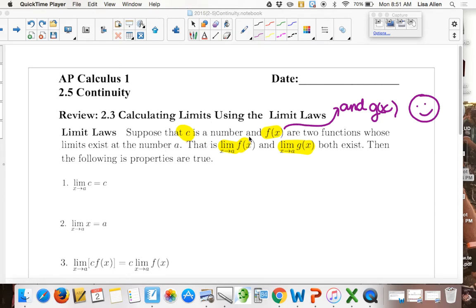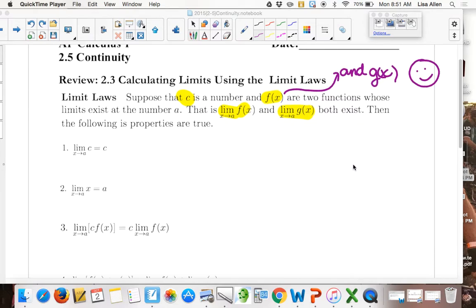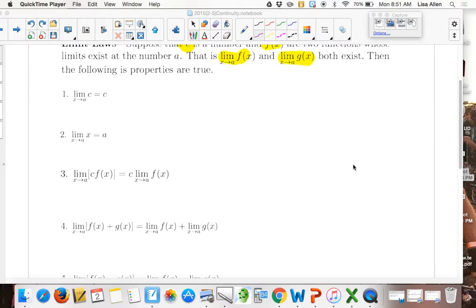Suppose that c is a number and f of x and g of x are two functions whose limits exist at the number a. That is, the limit as x approaches a of f of x and the limit as x approaches a of g of x both exist. Then the following properties of limits are true.